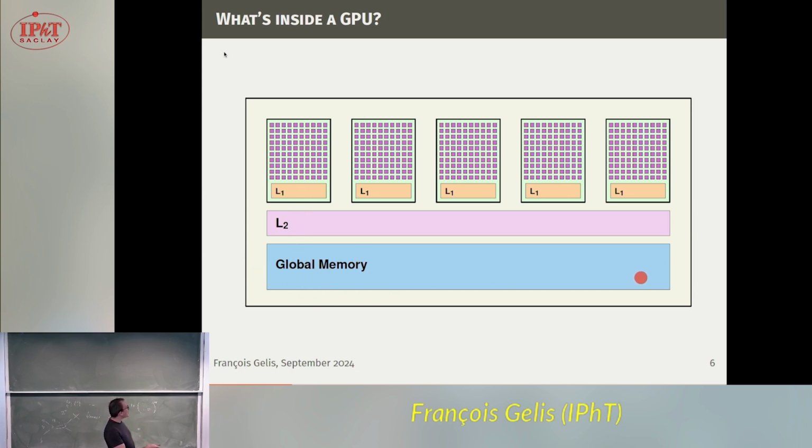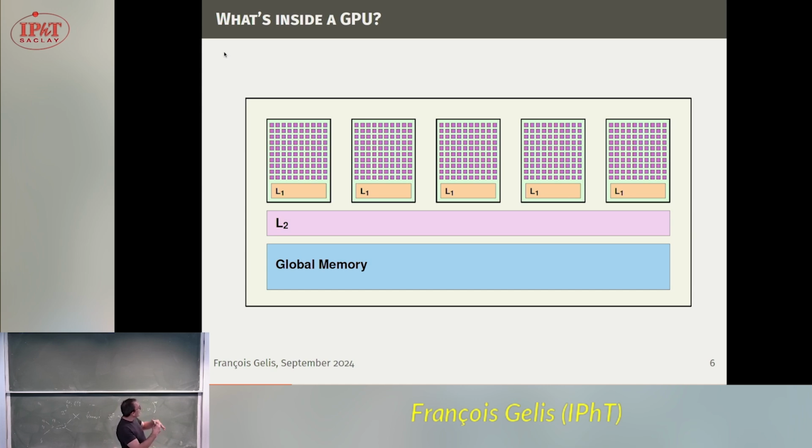You have what is called global memory. This is the largest amount on typical GPUs that exist nowadays. This can go from a couple of gigabytes to almost 100 gigabytes for the very high-end GPUs.